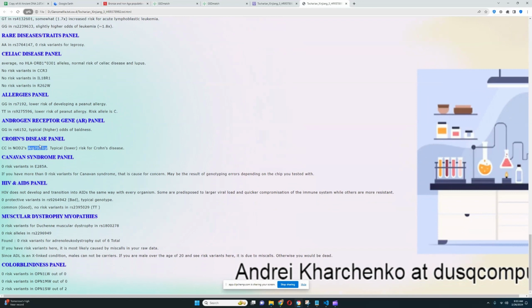For Crohn's, he does not have a lower risk of Crohn's disease, and he's got this genotype in the AR gene, which leads to typical or slightly higher odds of baldness. All right.